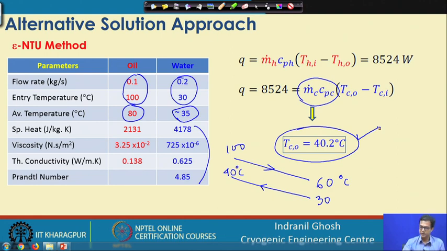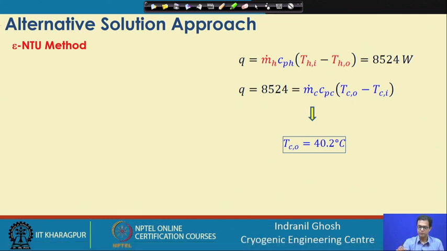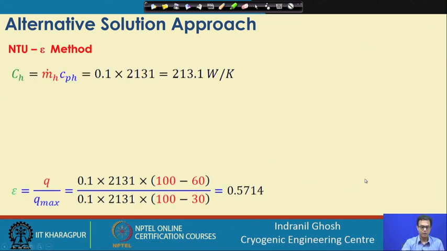Now, based on this temperature, we have all four temperatures known to us, and we also know the flow rate and the Cp. So, based on this information, we can find out the capacity of the hot fluid, and that will come out to be 0.1 multiplied by 2131.